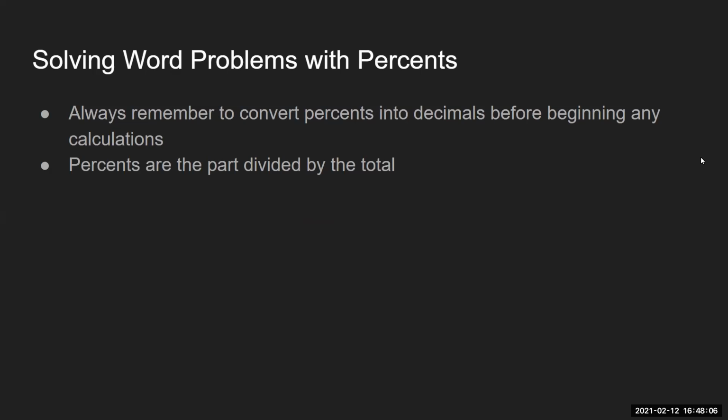So some of the word problems that you are going to have potentially could involve percents. So always remember, when you're doing any kind of calculations with percents, you need to convert them into decimals first. So you need to divide them by 100 or move the decimal 2 places to the left before you do any kind of addition, subtraction, multiplication, division, anything like that. And then also it's important to remember percents are just the part divided by the whole. They're the piece out of the whole thing. So if you can think of them in that context, it makes it a little easier to set up some of your equations.